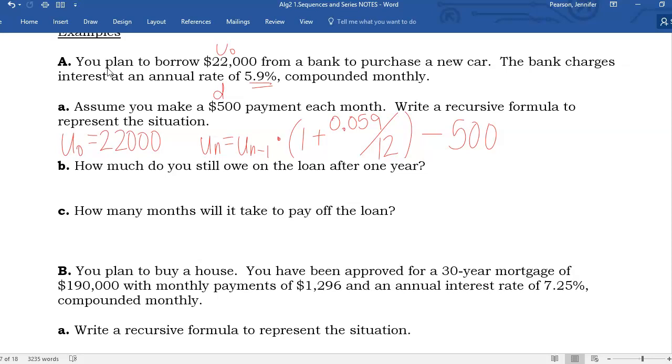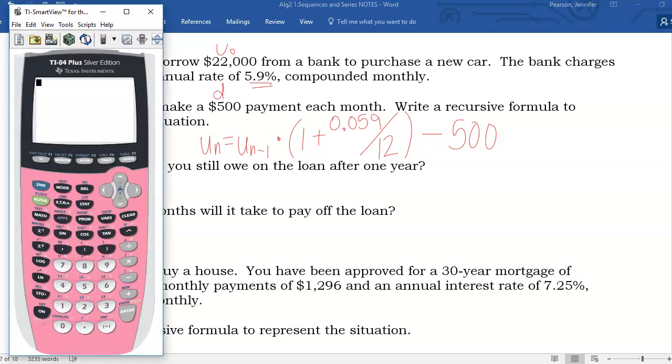I'm going to go to the calculator. How much do you still owe on the loan after 1 year? Starting value times, and the nice thing about these calculators is you can type it exactly like you see it. You don't need to use your order of operations to calculate a number. We can keep all the pieces so we can clearly see we're adding 5.9% interest, we're compounding monthly, and we're also paying $500 each month. So after 1 month, that is my balance.